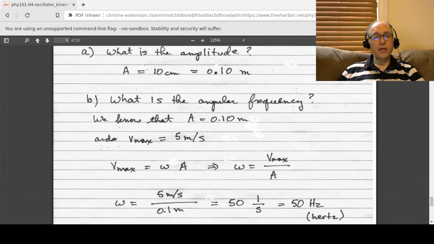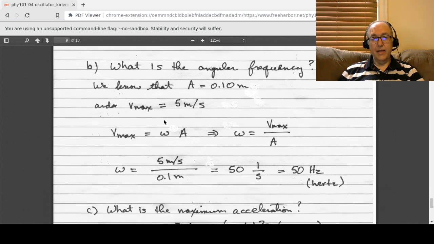And so back to our problem here, part B was, what is the angular frequency? We know that A is equal to 0.1 meters. We know that Vmax is 5 meters per second. And you look at those equations above and you go, well, which one relates amplitude and maximum velocity and angular frequency, because that's what we're trying to find. And it's Vmax is equal to omega times A. Okay? So Vmax equals omega A. You know Vmax, 5 meters per second. You know A, 0.1 meters. That allows you to solve for omega. So I just rearrange the formula. I divide both sides by A, and I get omega is equal to Vmax divided by A, like that.